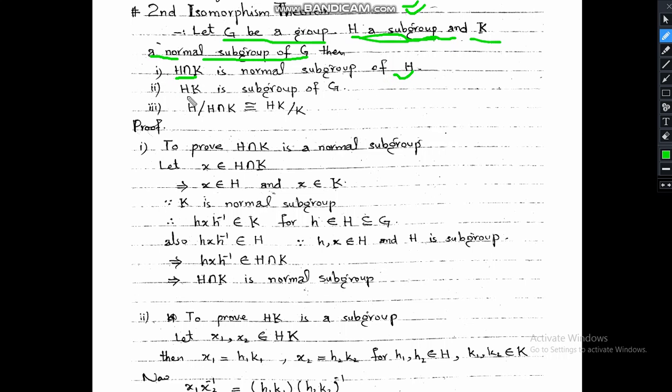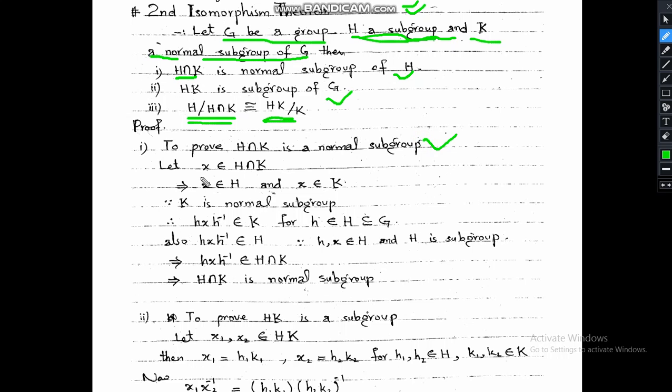Second, HK is a subgroup of G, and the third is the quotient group obtained by H upon H intersection K, which is isomorphic to HK upon K. We will show these 3 points. So first let us discuss the first point. In the first point we will see that H intersection K is a normal subgroup. So we will check this point.